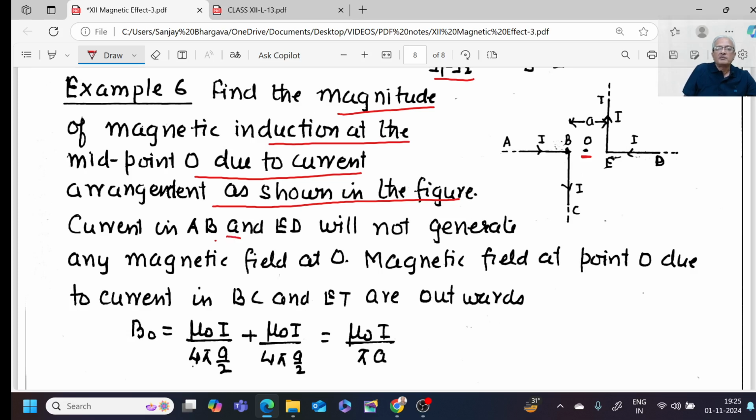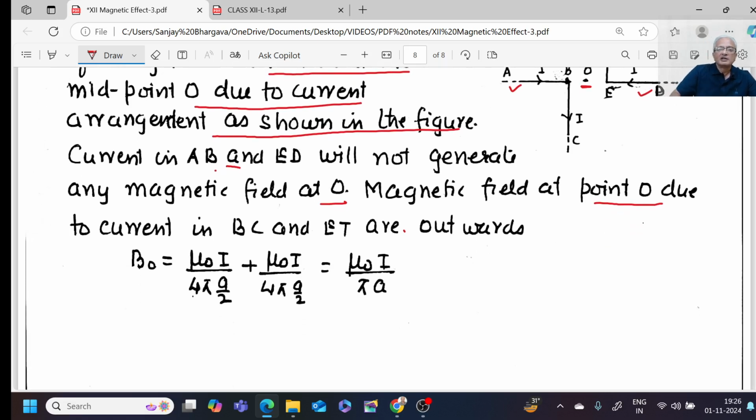Now current in AB and ED will not generate any magnetic field at O. Magnetic field at O due to current BC and EF are outwards. So due to current in the upward direction, the magnetic field is perpendicular to the plane of the paper and outward. Similarly, due to BC, the direction of the magnetic field is perpendicular to the plane of the paper and outwards. So we can just calculate the magnetic field due to a straight conductor. It would be μ0 I upon 4πR, and R is a by 2 in both the cases. So the net magnetic field comes out to be μ0 I upon πa.